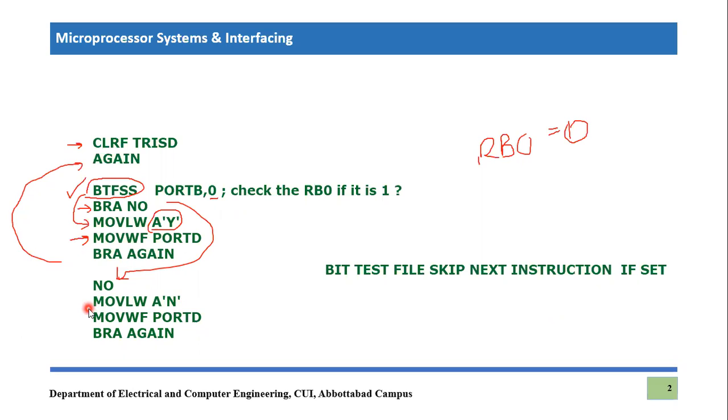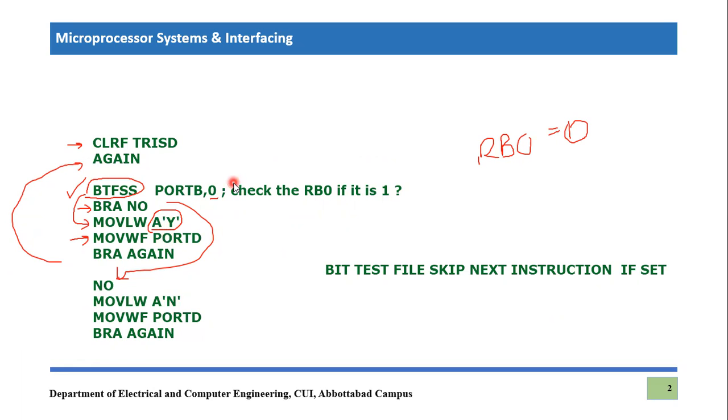So in the no label, we are loading the ASCII value n, or character n, into the working register, and then we are sending it to port D, and then we repeat our code again. I hope you have understood this code. In this code, if RB0 is equal to 0, then we are sending letter n, and if RB0 is equal to 1, then we are sending letter y.